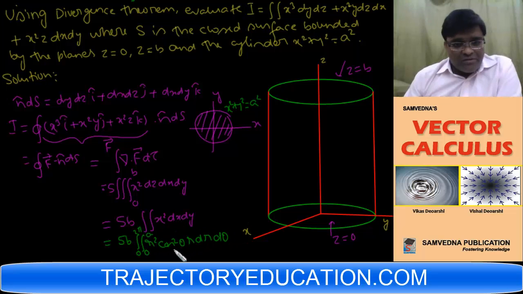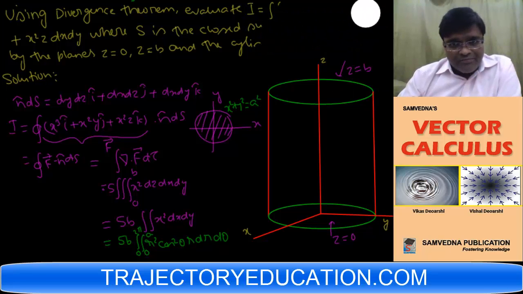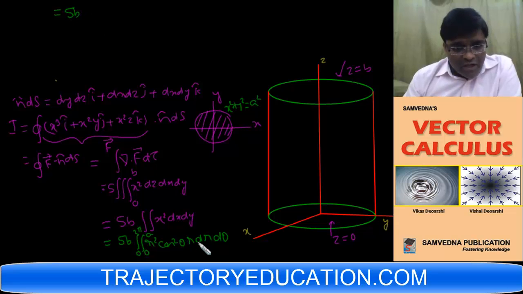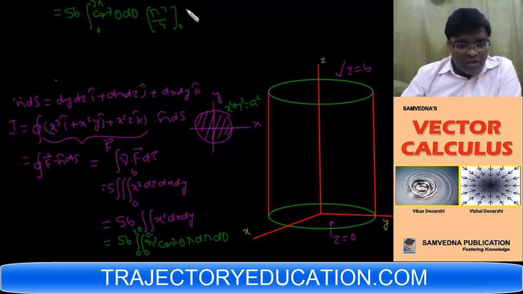r will vary from 0 to a and theta will vary from 0 to 2 pi. So I have to integrate this. I will wrap this portion. So this integration comes to be 5b. First of all, I will integrate with respect to r. This is r cube dr, so it comes to be r to the 4 by 4. This is cos square theta d theta from 0 to 2 pi, and you have r to the 4 by 4, and the limit goes from 0 to a.